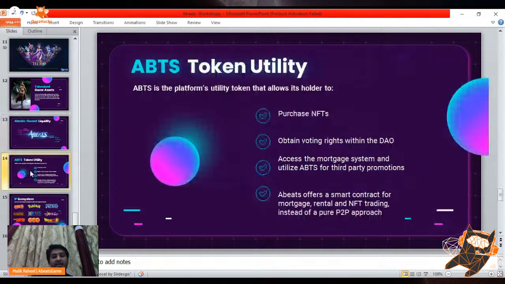ABTS token utility. ABTS is the governing token of the Abits platform. Players can purchase NFTs using this and obtain voting rights with the DAO, access the mortgage system, and Abits offers a smart contract for mortgage, rental, and NFT trading instead of only a peer-to-peer approach.